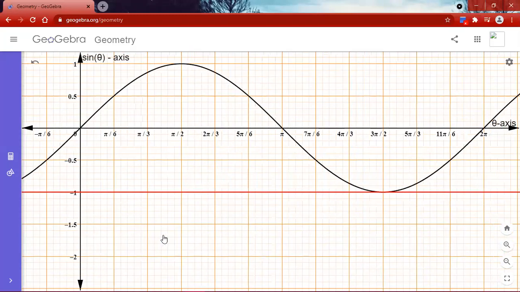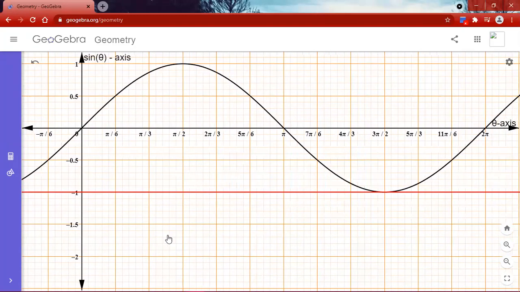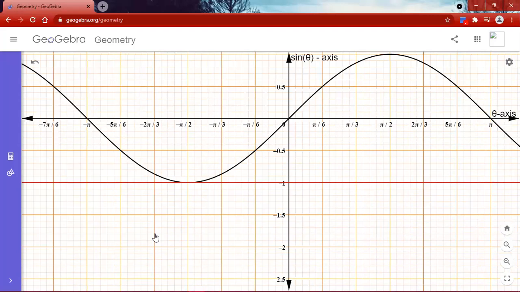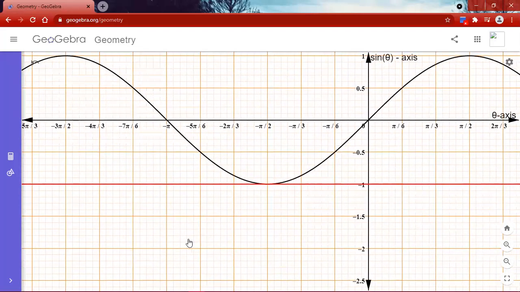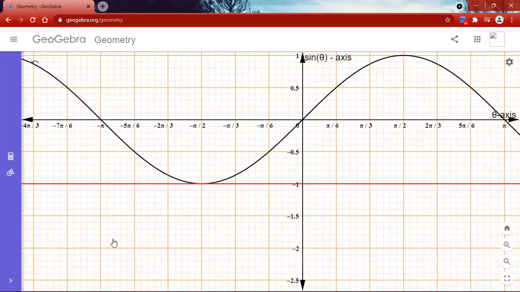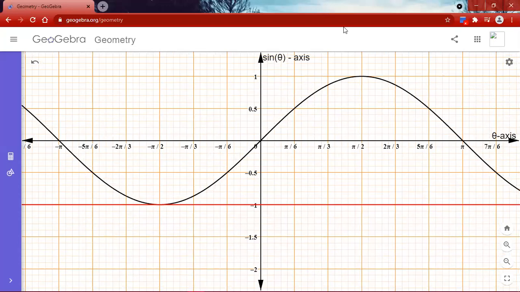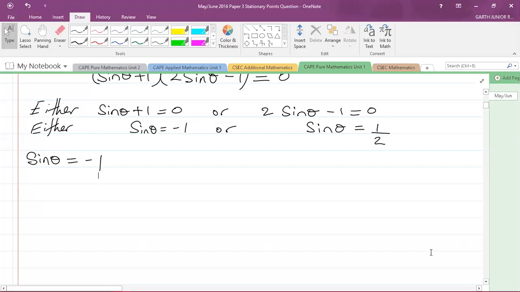So how can I now generate the solution for that? I'm going to go back now to the paper that we were working with. Clearly we can see that we had theta as 3 pi over 2.